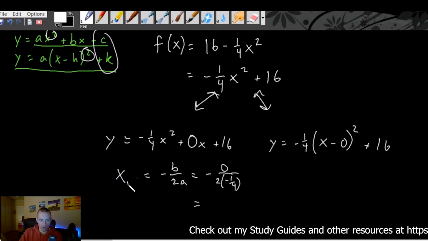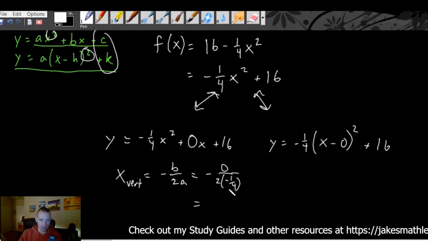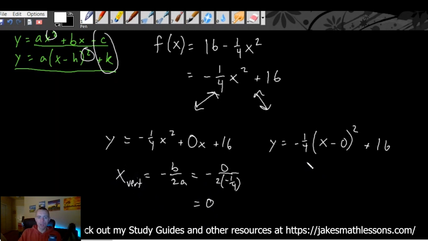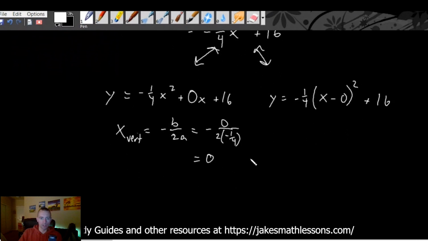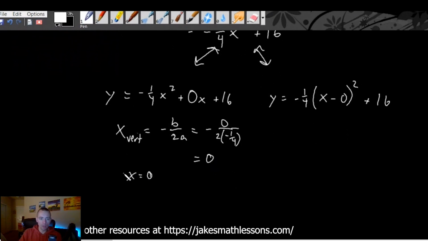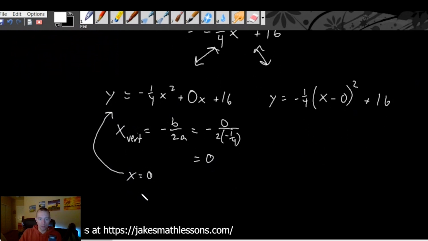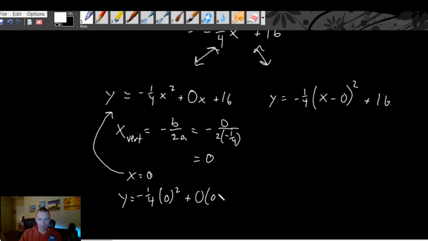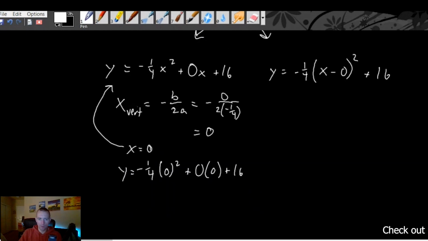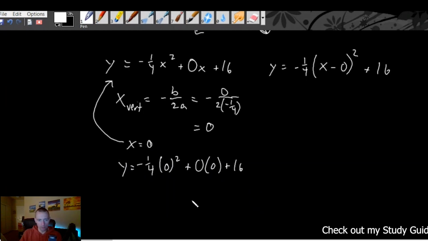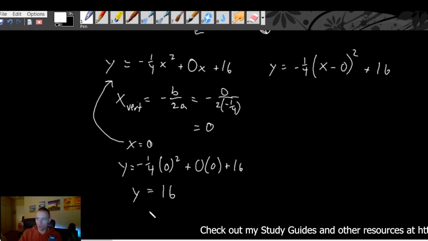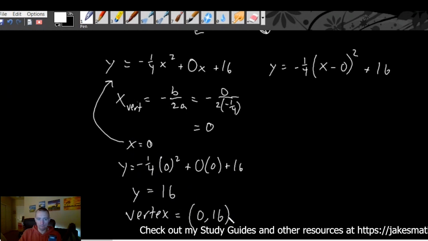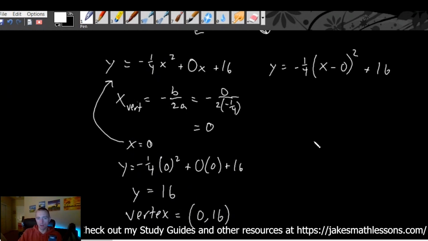would be given by this equation. So it's going to be 0. Okay. And then from there, we can take x equals 0 and plug it back into this equation. So that would be -1/4 times 0 squared plus 0 times 0 plus 16. Simplifying this down, this would just be 16. So our vertex would be at an x coordinate of 0 and a y coordinate of 16. Okay, so that's how we can do it from the standard form.